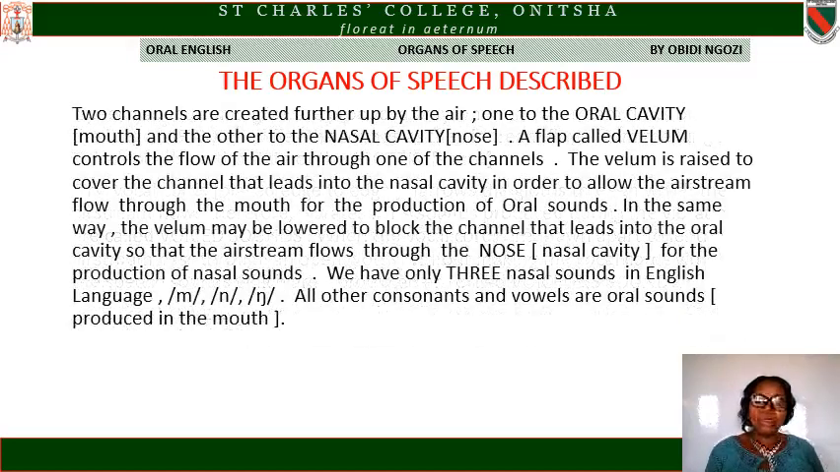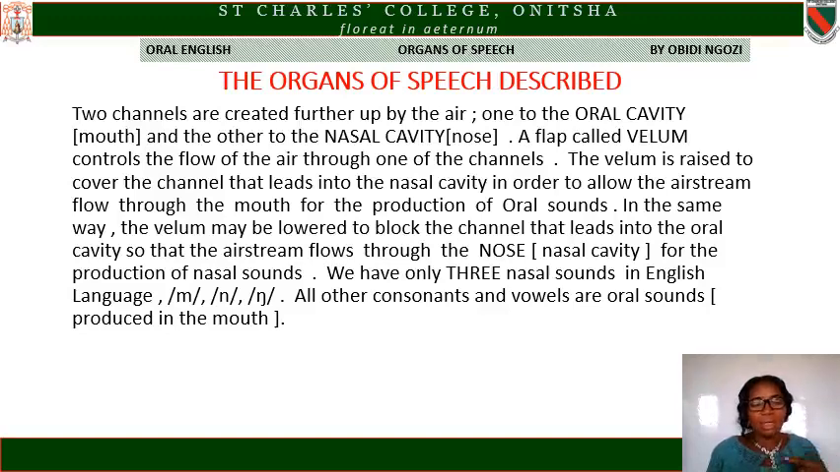We continue with the organs of speech. 2 channels are created further up by the air, one to the oral cavity, I mean the mouth, and the other to the nasal cavity, I mean the nose. A flap called velum controls the flow of the air through one of the channels. The velum is raised to cover the channel that leads into the nasal cavity in order to allow the airstream to flow through the mouth for the production of oral sounds. That's the sounds that are made through the mouth.